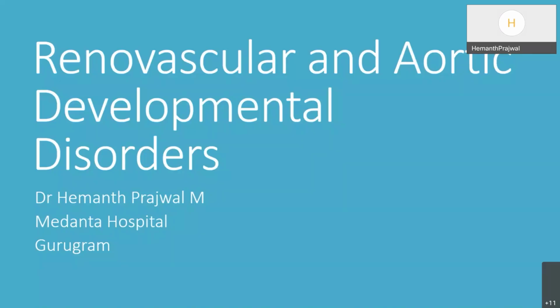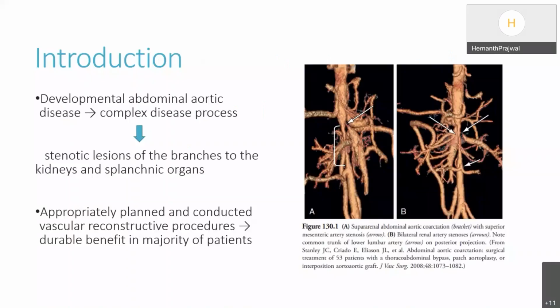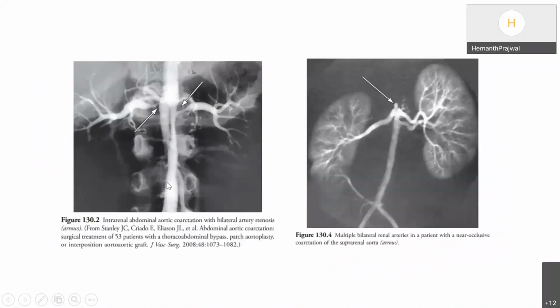Aortic developmental disorders. It is a complex disease process which causes stenotic lesions in the descending thoracic and abdominal aorta, causing narrowing and stenotic lesions in the branches to the kidneys and to the splanchnic vessels. And appropriately planned and conducted vascular reconstructive procedures provide a durable benefit in the majority of these patients.